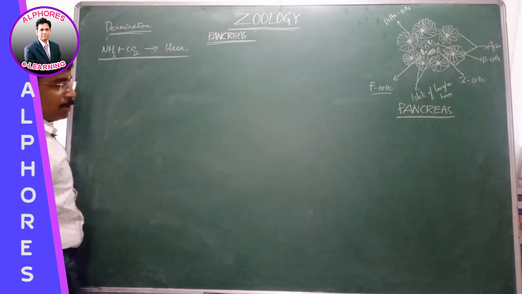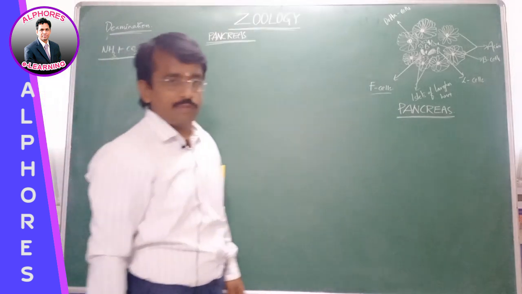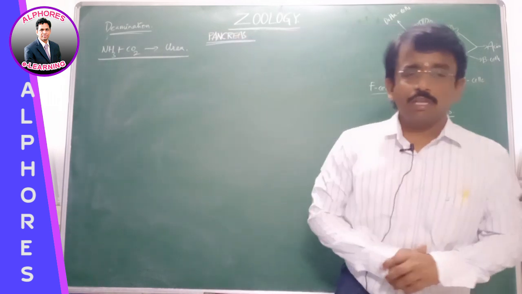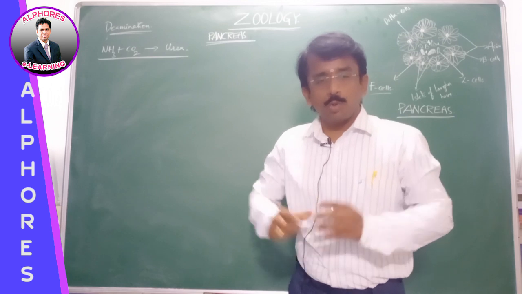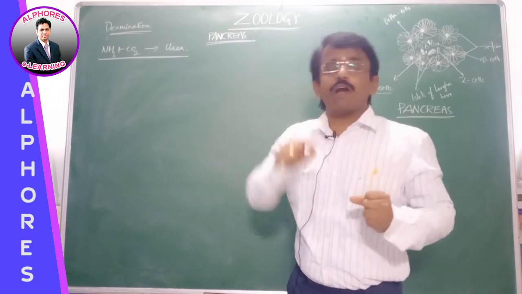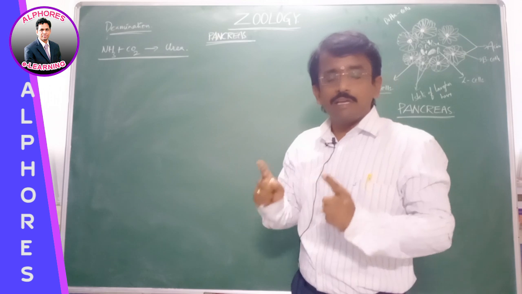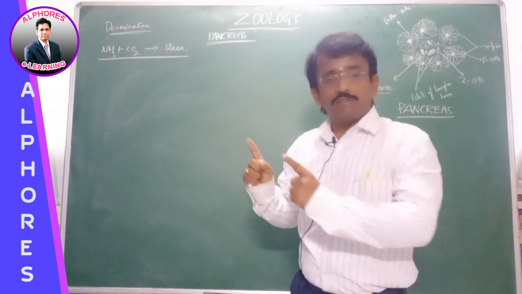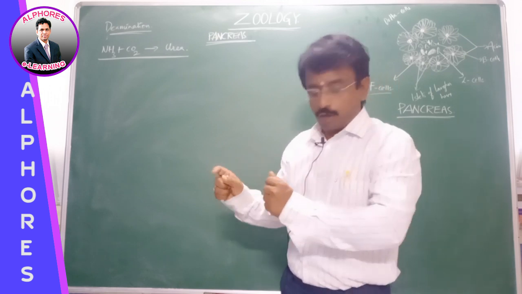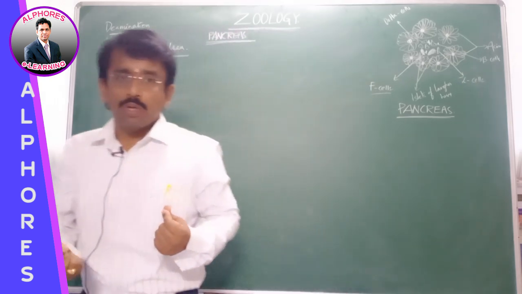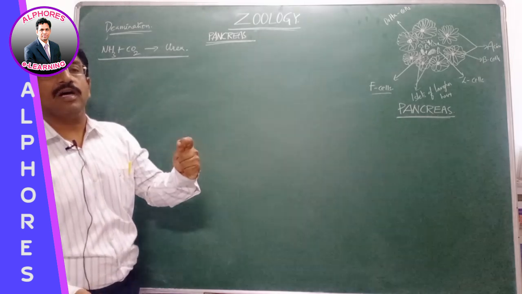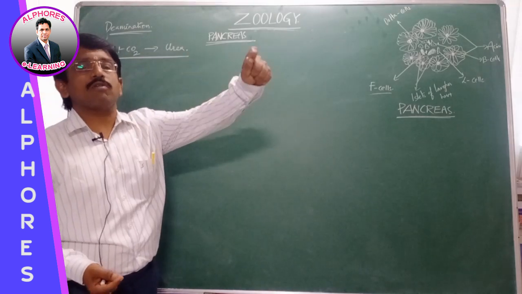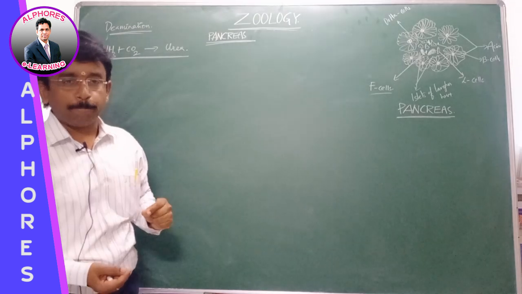Here the amino acid involved is ornithine, and the enzyme ornithase is also involved. So it is a cyclical reaction where deamination is followed by the formation of ammonia, which combines with CO2 and results in urea. This synthesis of urea takes place in the liver by the ornithine cycle.